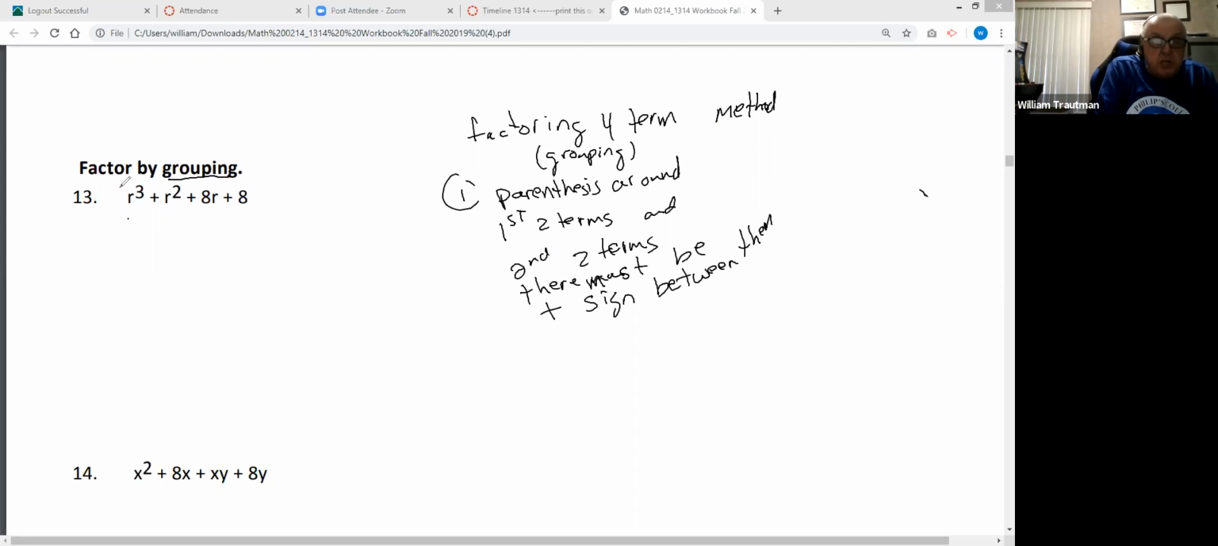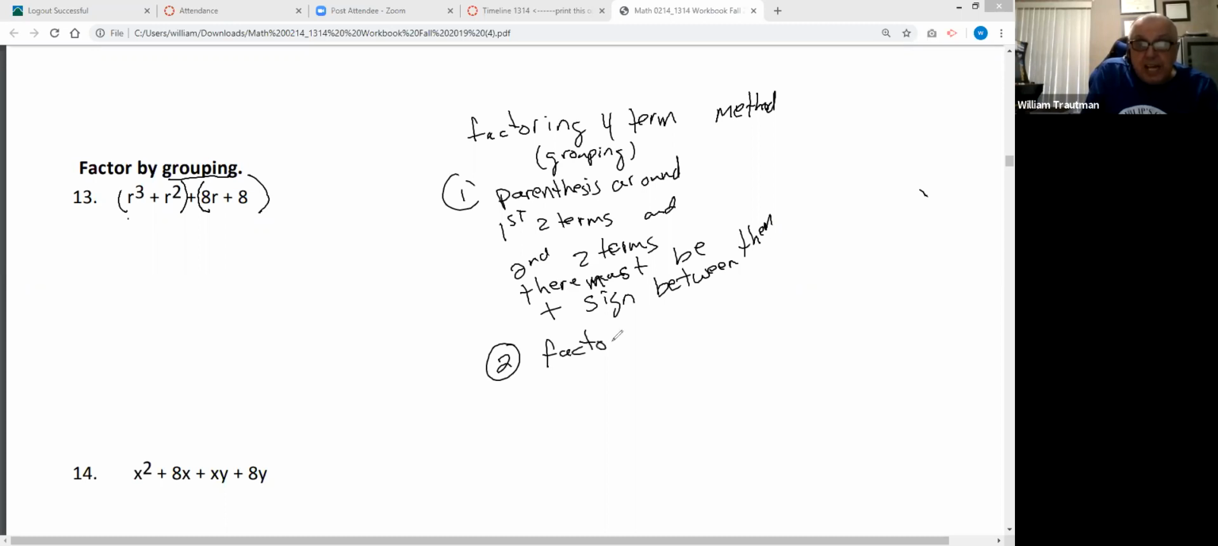And this is what I'm going to do. I'm going to put a parentheses around the first 2 terms. And would you agree that 8 is positive? The plus in front of it is the sign for the 8 also. So if I group this, my 8 is still positive in that parentheses. And so there is a plus sign between the 2 groups. I'm going to show you later on what happens when there's a negative there. So that's step 1.